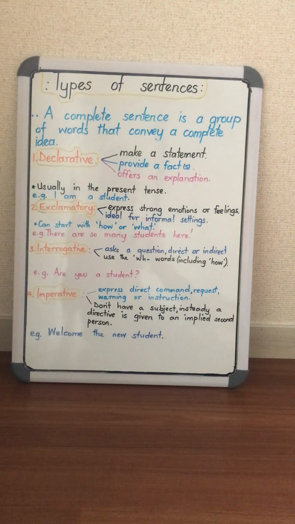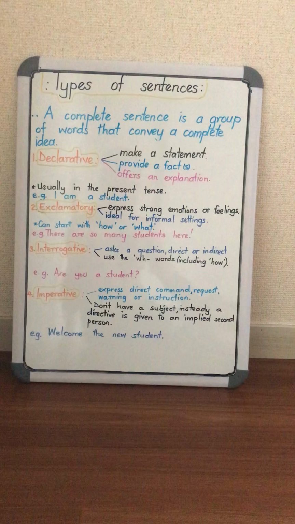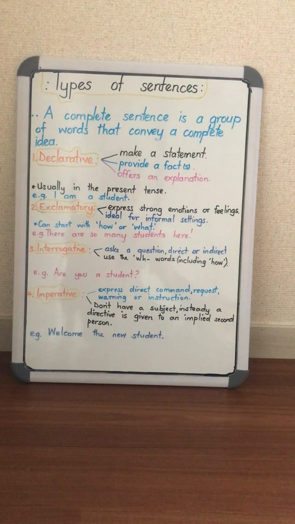It offers an explanation. Maybe someone had asked, who are you? Right? So that's offering an explanation. That's making a statement. That's providing a fact. So basically, declarative sentences should meet those 3 facets.